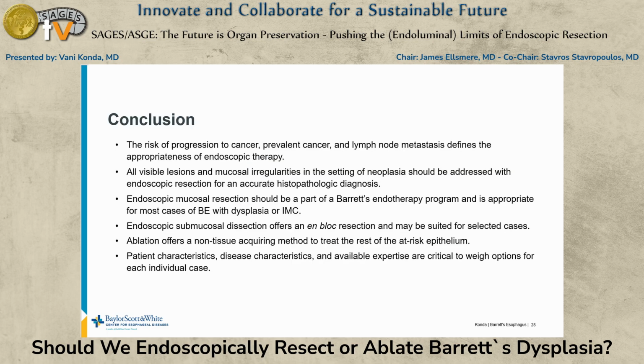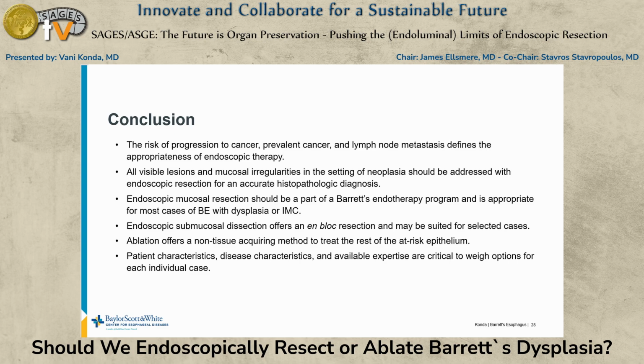In conclusion, the risk of progression to cancer, the risk of prevalent cancer, and the risk of lymph node metastasis defines the appropriateness of endoscopic therapy. All visible lesions and mucosal irregularities in the setting of Barrett's neoplasia should be addressed with endoscopic resection for an accurate histopathologic diagnosis. EMR should be a part of any Barrett's endotherapy program.